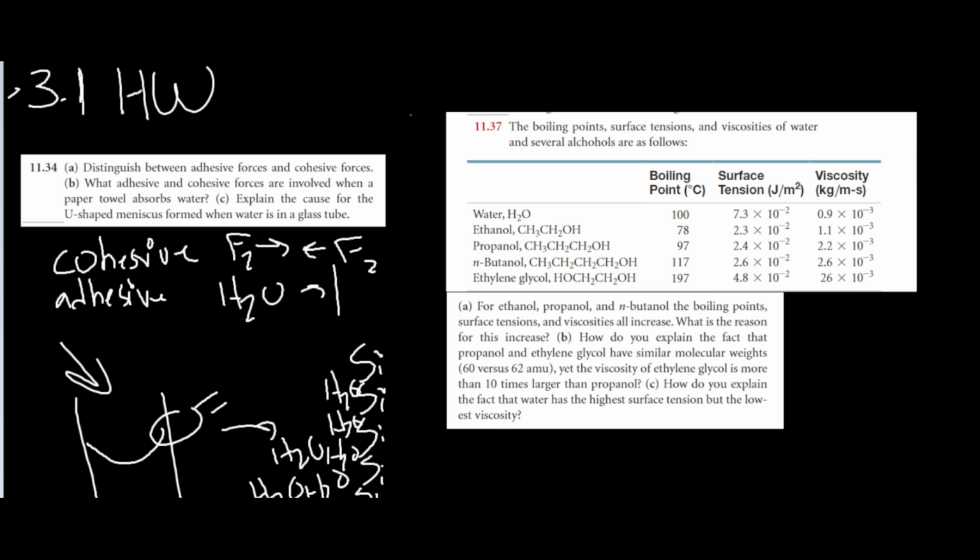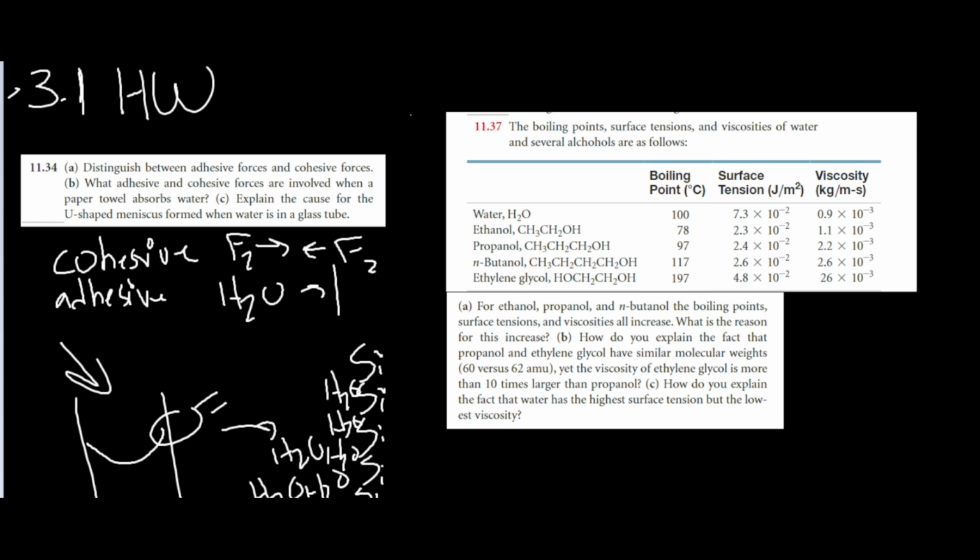Okay, for part B, how do you explain the fact that propanol and ethylene glycol, which is the bottom one, have similar molecular weights, yet the viscosity of ethylene glycol is more than 10 times larger than propanol? So propanol simply has a single OH group, which gives it a little bit of IMF forces, but glycol has two, I think. And it is also a little bit more polar because it's a little bit more asymmetrical. Therefore, it has much more IMF forces and it is much more viscous. Therefore, in general, it is more viscous.